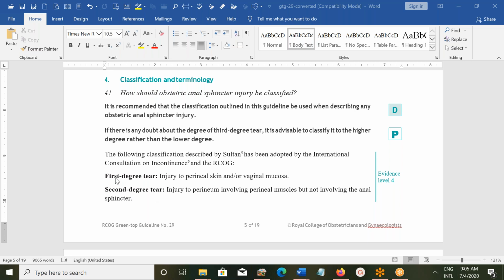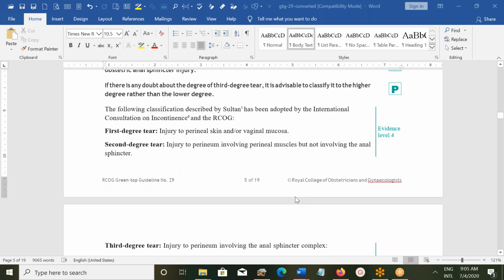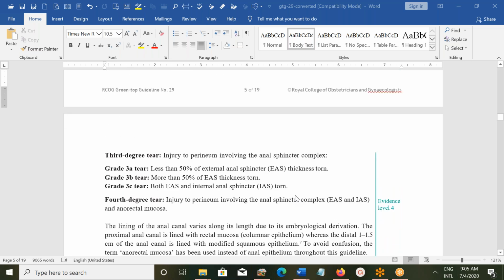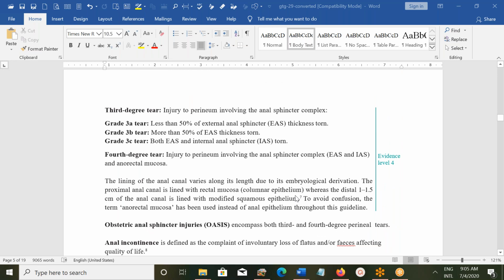If we talk about the first degree tear, it means injury to the perineal skin or vaginal mucosa may be involved. Second degree tear means injury to the perineum involving perineal muscles, but it will not involve the anal sphincter. That is second degree. Third degree tear means that the perineum has some injury and which has involved the anal sphincter complex also. It is further subdivided into three types.